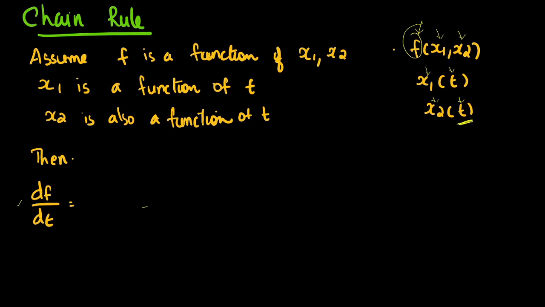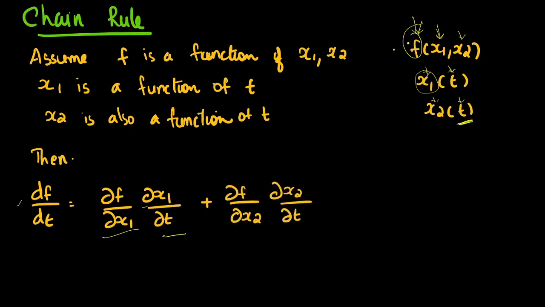Df by dt is equal to dou f by dou x1 into dou x1 by dou t. So that is the derivative of f with respect to x1 into the derivative of x1 with respect to t, plus the derivative of f with respect to the second variable x2, and the derivative of x2 with respect to t. So that is the chain rule we apply.